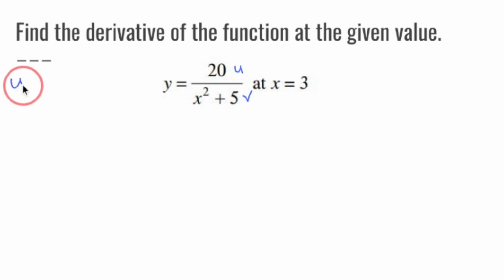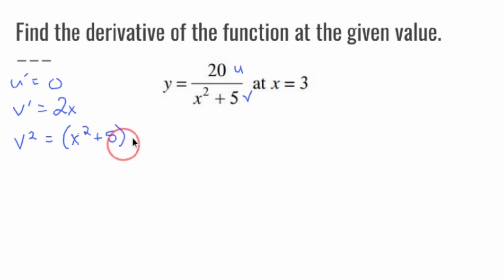I need to find out what u prime is. So u prime is going to be nothing. That's going to make life a little bit easier when I get there. v prime is going to be 2x plus nothing. And then I have v squared, which is going to equal x squared plus 5, squared. And I'm not going to FOIL that out unless I have to. Okay. Quotient rule is u prime v minus v prime u over v squared.